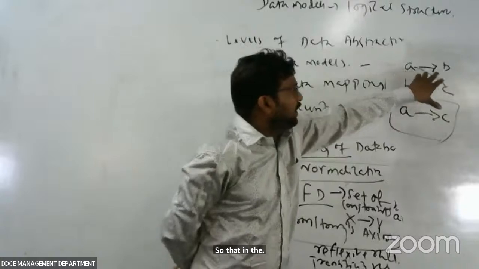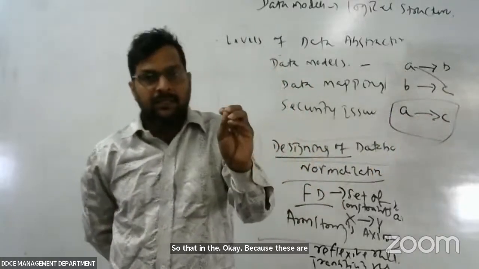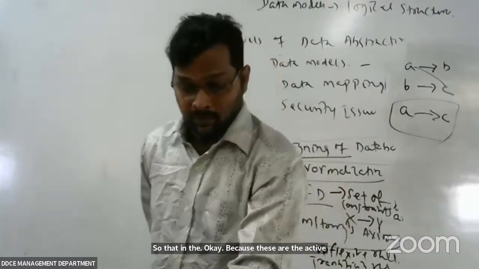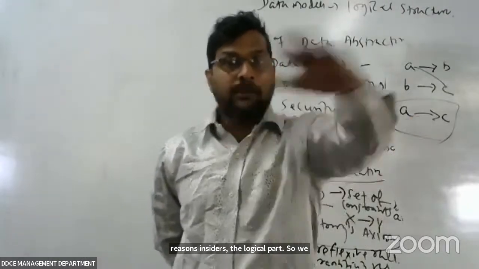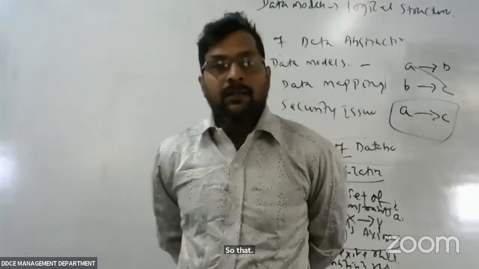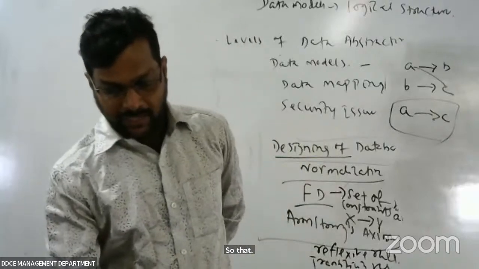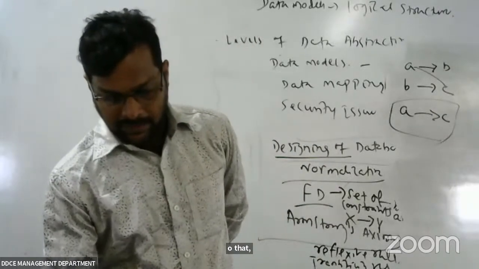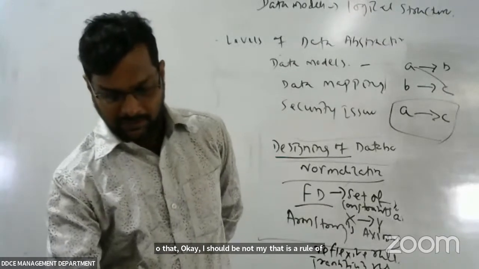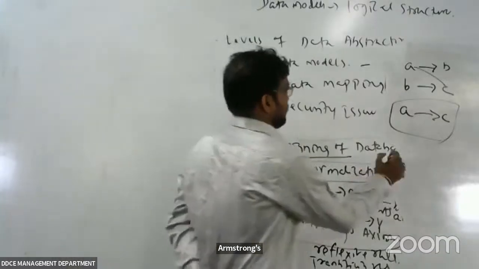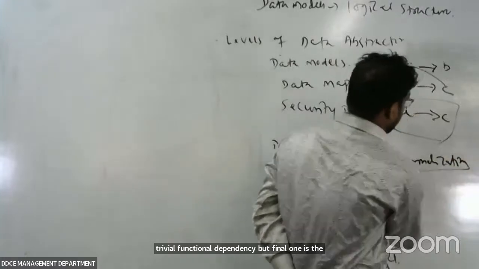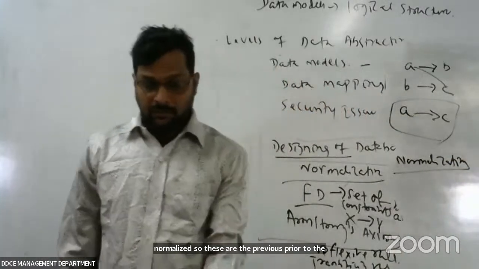These are the attributes present inside your logical design. So we have to derive some rules so that our database will be normalized. That is the role of Armstrong's axioms. Similarly, there is the trivial functional dependency, but the final topic is normalization. These are the topics prior to normalization, and we have to remember them. But next is normalization.